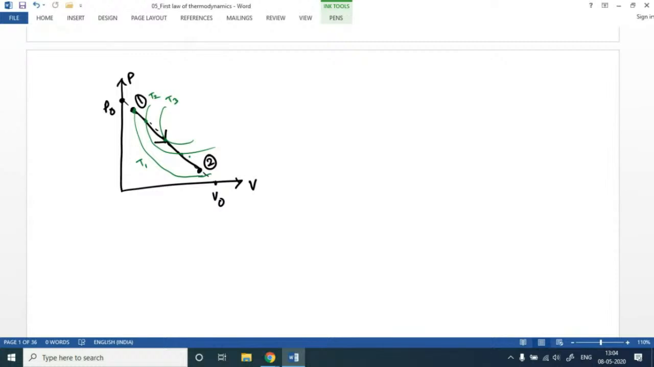So we are interested at what volume the process will change from endothermic to exothermic. So we are basically looking for a point where dQ will be equal to 0. Obviously, before that dQ is positive, and after that dQ is negative. So we are looking for the point where dQ will become 0. At that point, the slope of this line would be tangent to an adiabatic curve.